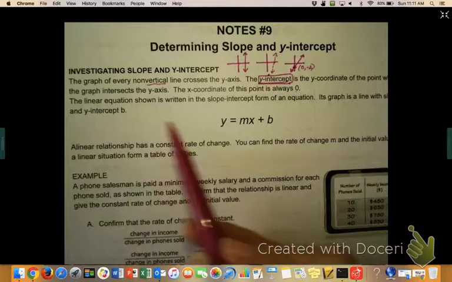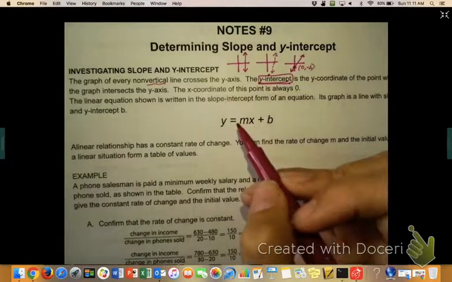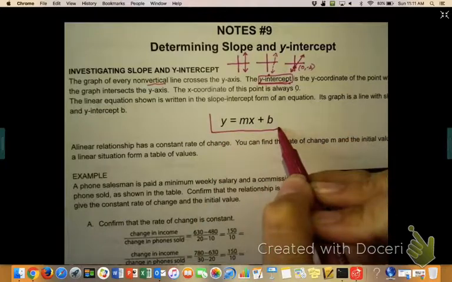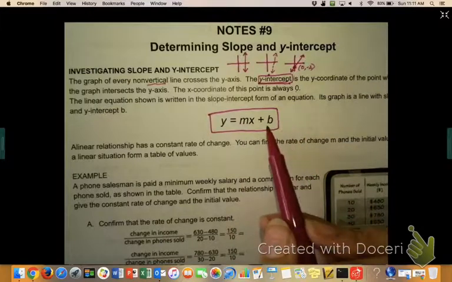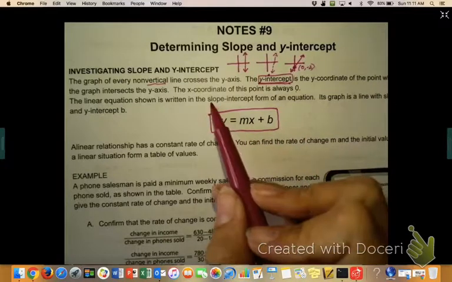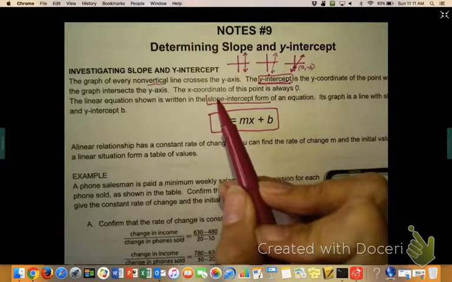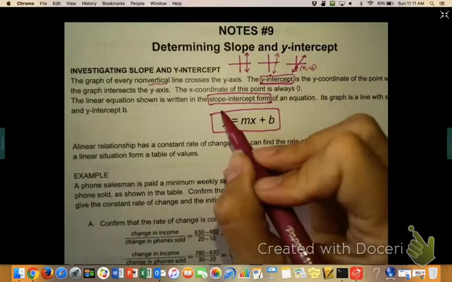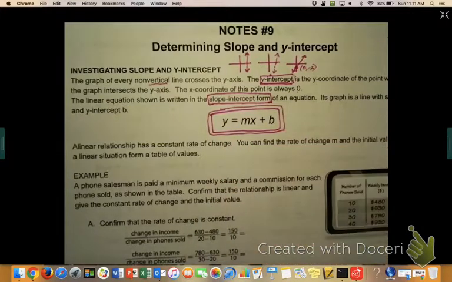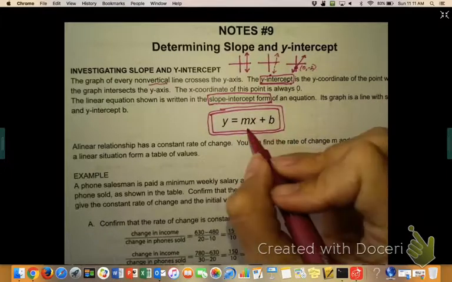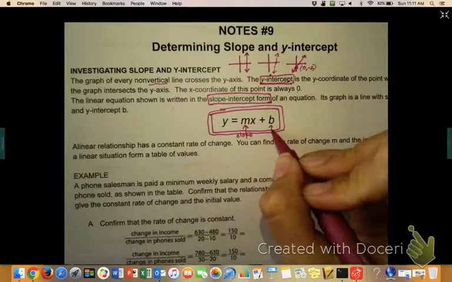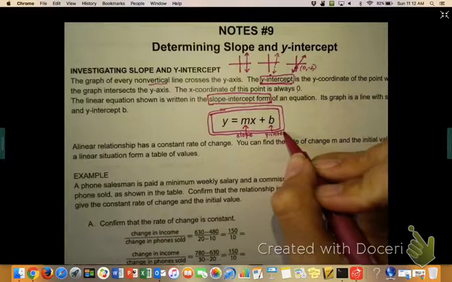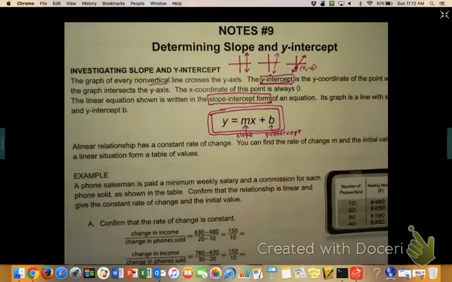Okay, so now we get to our big overarching equation, y = mx + b. This is written in big, bold letters because you need to know it. Slope-intercept form. Anytime we say this is an equation in slope-intercept form, this is what we're talking about. So in this equation, y = mx + b, m is going to be your slope, and b is going to be your y-intercept. It is huge that you understand this.